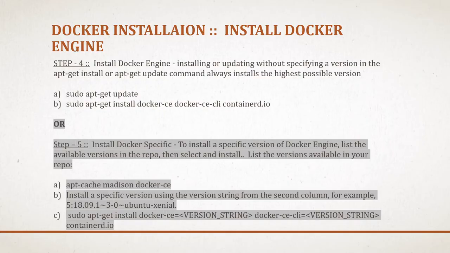So for that, what we can do is just run this apt-cache madison docker-ce command, which will list all the versions, and you can copy one of the versions which is stable, and then you can just use that version instead of the version string in both places. So this will give you a specific installation of Docker.